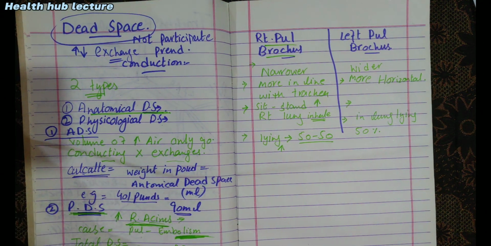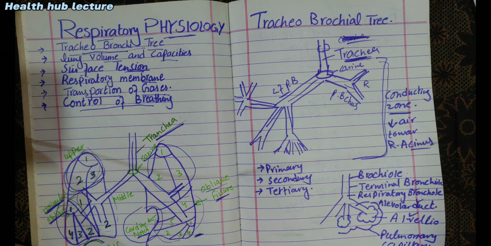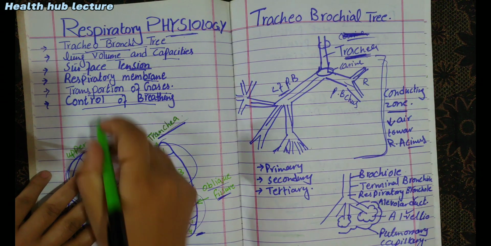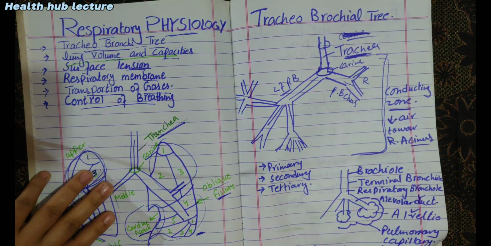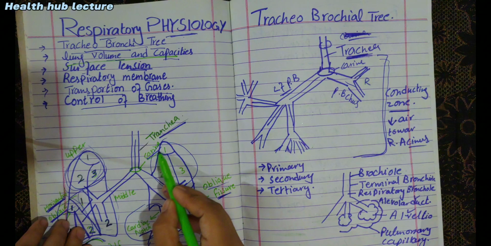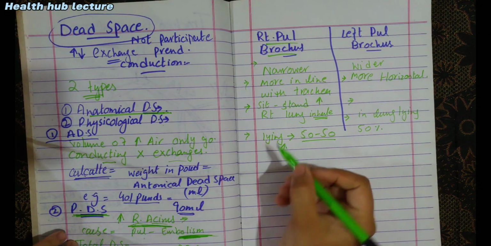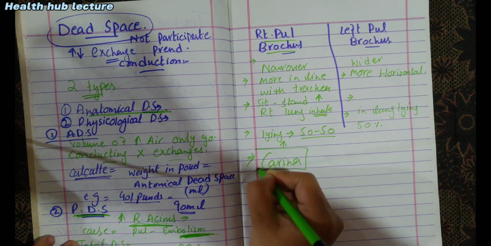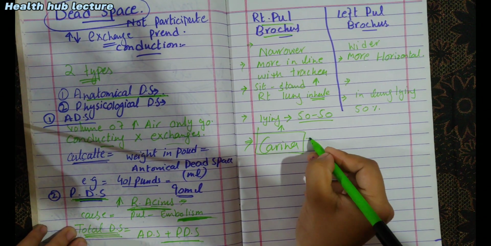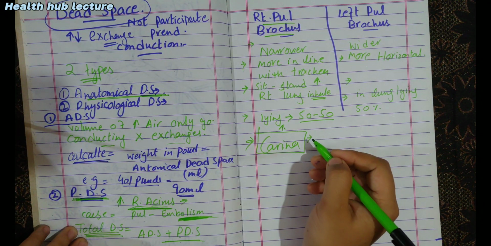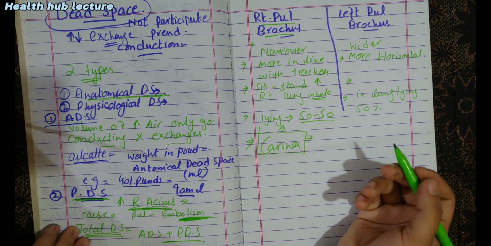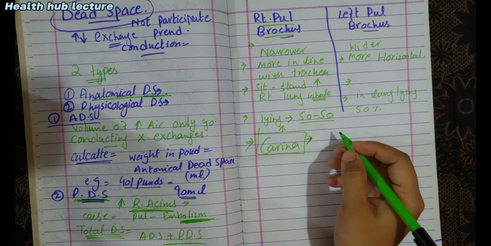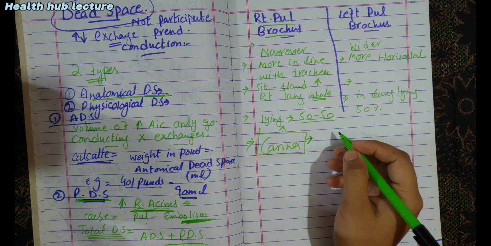Now we discuss next. I hope you can understand very well. Now we discuss the other topic, lung volumes and capacities. And before this we discuss the carina. What is carina? I think I cannot pronounce it because every pronunciation is different, so you can understand according to your pronunciation. It is the carina.